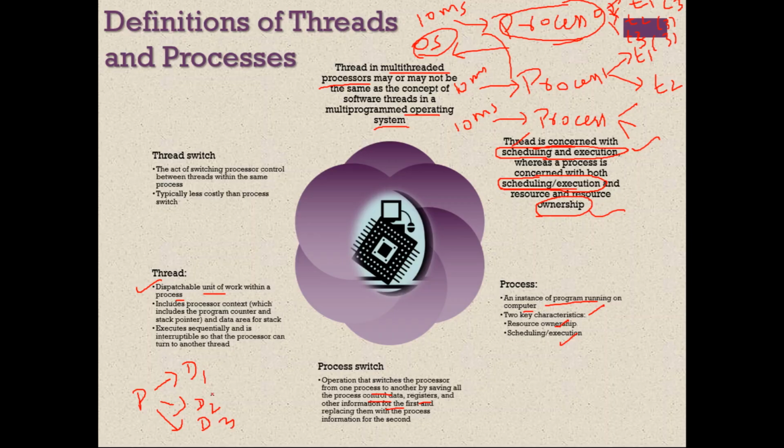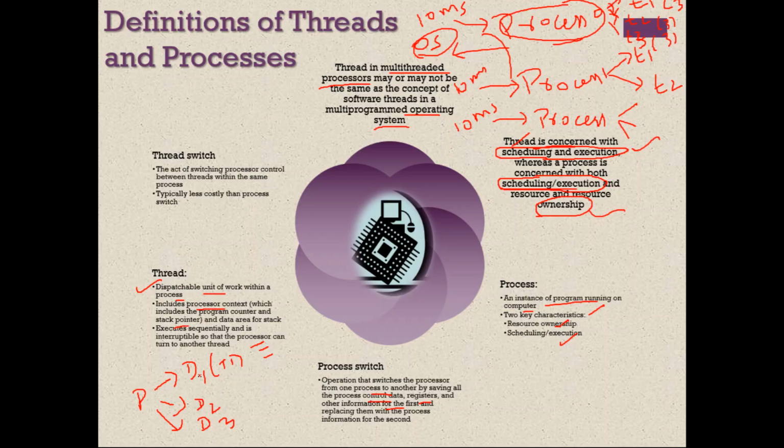Each thread includes processor context, I mean which processor it belongs to. Each thread will have its own program counter and stack pointer. Because a thread, say thread T1, contains a set of statements. After executing one statement, it should execute the next statement. So how the control will go is through the program counter. So it will have its own program counter and stack, right?